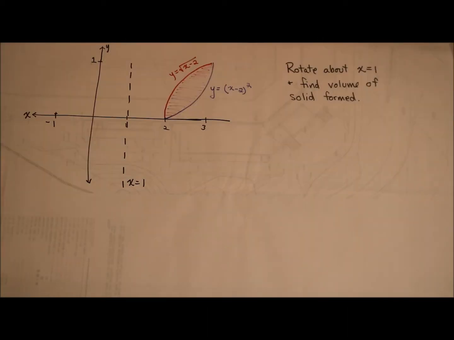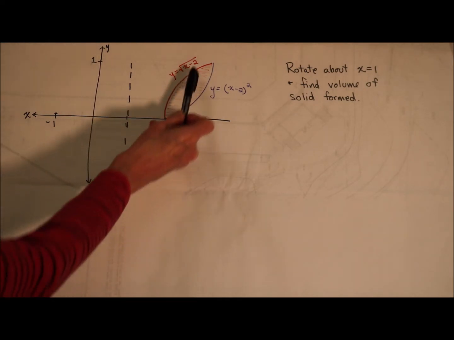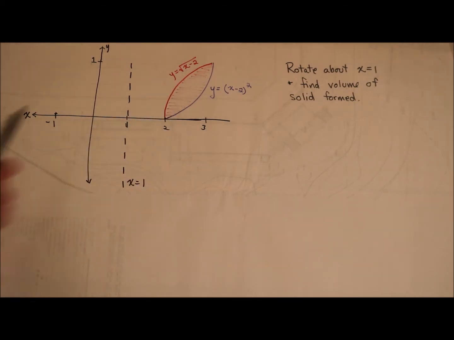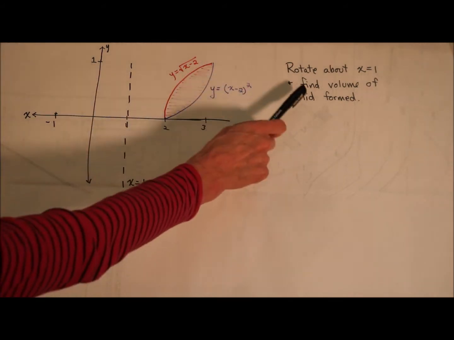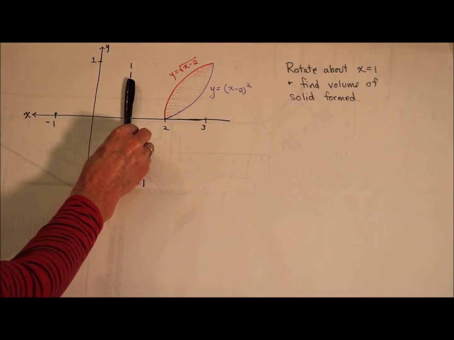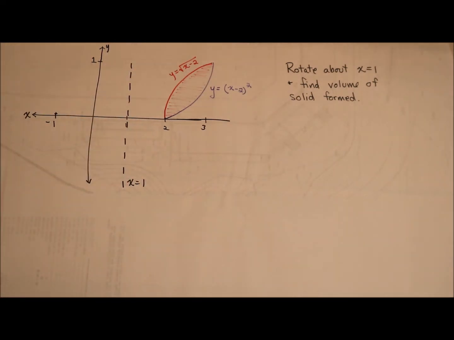Let's try a trickier rotational solid problem. I've created an area contained by the graphs y equals square root of x minus 2 and y equals the quantity x minus 2 squared. I'm going to rotate that area about the vertical line x equals 1, and I want to find the volume of the solid that's formed when I do that.